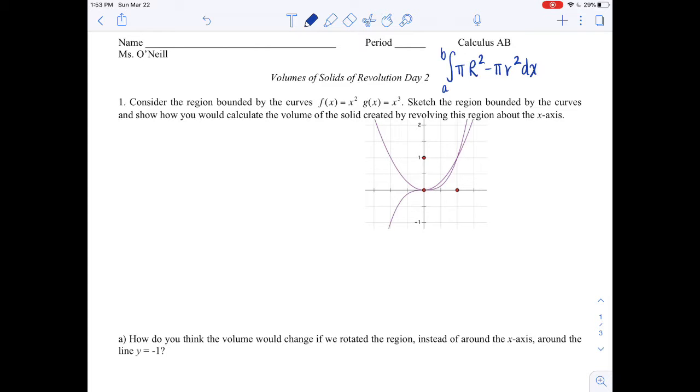And then if I change things to be in terms of y, the a and b will be y values, and then our functions will have to be in terms of y, and dy will be our integral. But we'll get to that when we get to our example there.